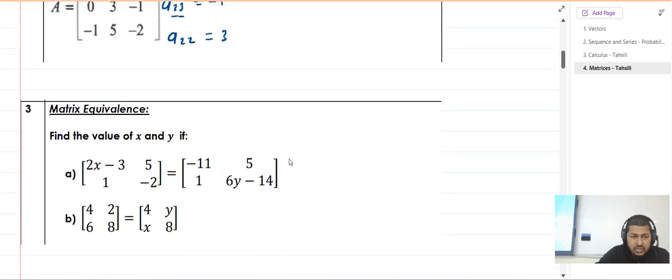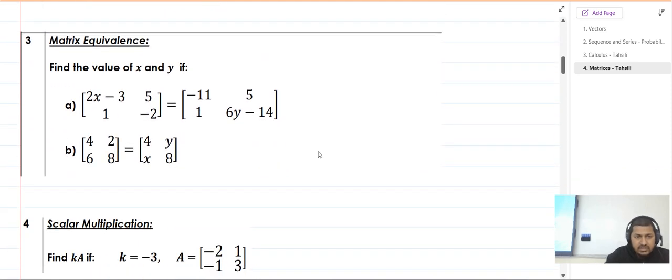Moving on to the next part, which is matrix equivalence. What is matrix equivalence? We have an equivalent matrix with 1, 2, 3, 4 entries, which is 2 by 2, and this is also 2 by 2. Now we want to solve for x and y, so we can see this entry for x is 2x minus 3, and this entry is -11. So this is A11 and this is also A11. So you need to equate the elements.